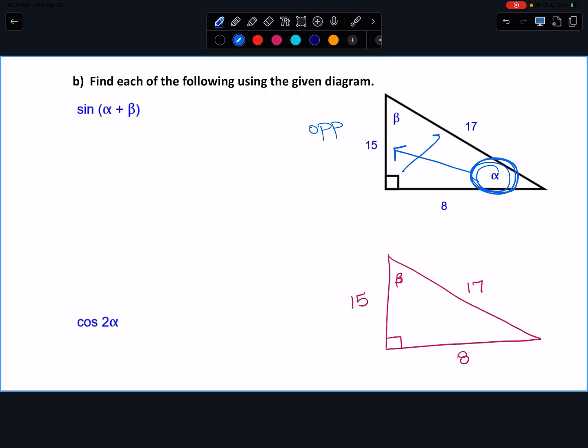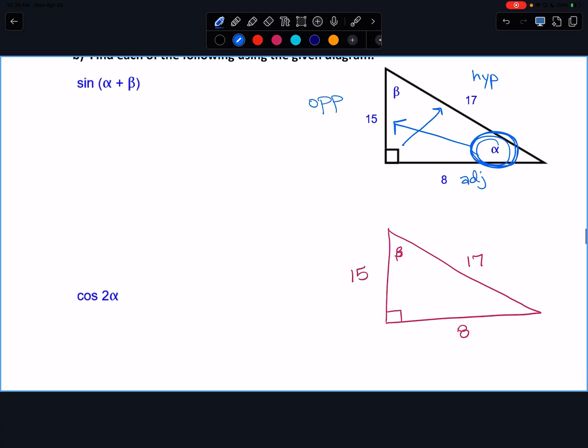The side across from the 90 is always hypotenuse, which means this is adjacent. But on the triangle down here, where I focus on beta, that 8 is actually going to be opposite. Across from the 90 is still hypotenuse, but this side becomes adjacent.